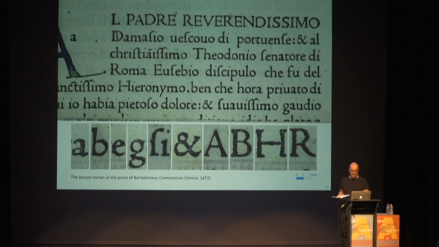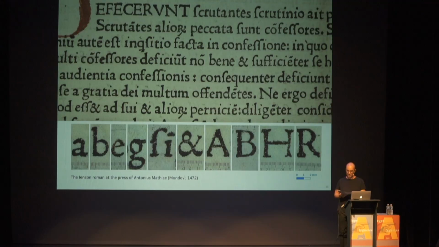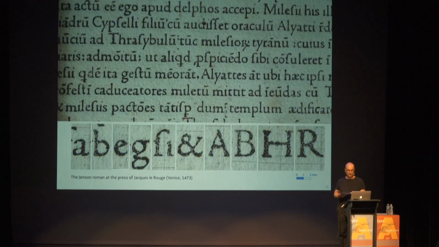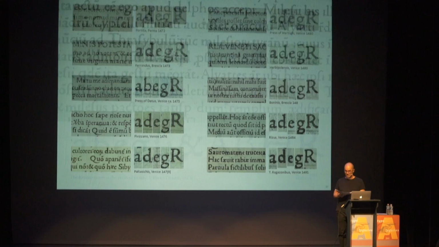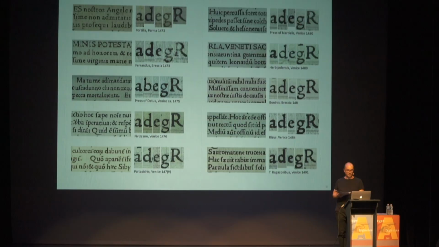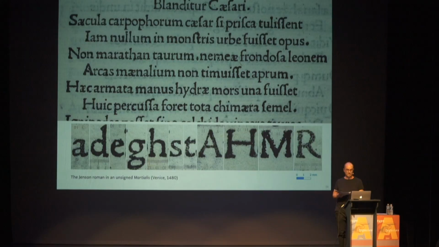A sign of the immediate success of Jenson Roman is that it was employed by several other printers. Fonts derived from Jenson's punches are found in books in many printing offices in Venice and northern Italy starting from 1471, so about 6 months or 1 year after he started printing. These are samples of Jenson's Roman employed by other printing offices, but how can I say that all these letters come from Jenson's punches?